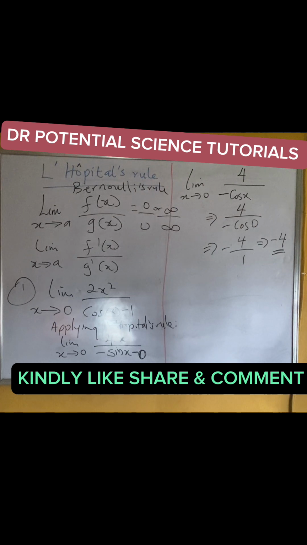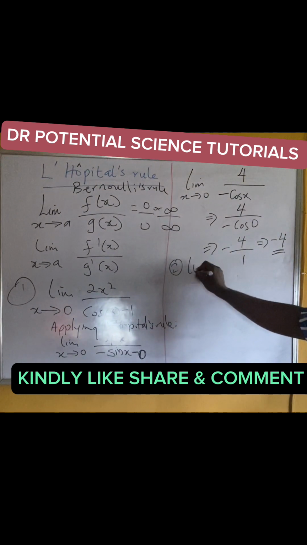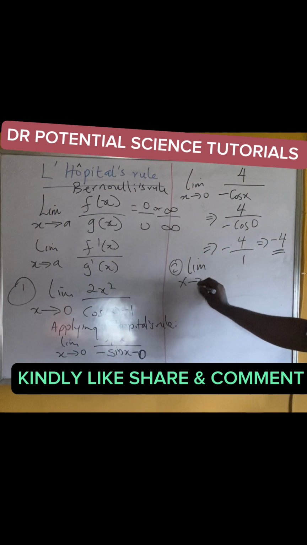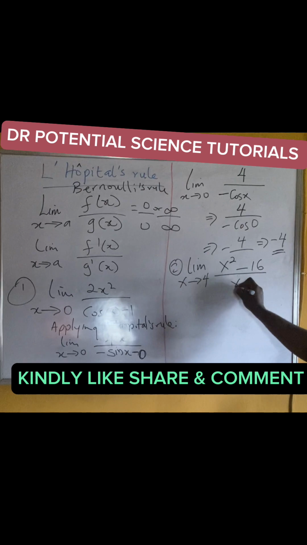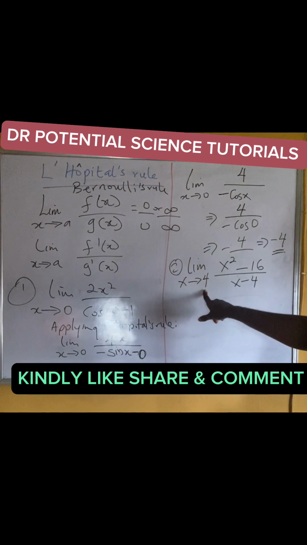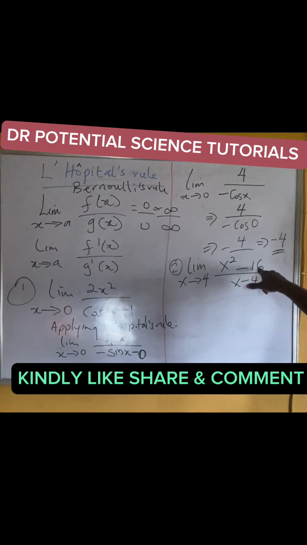So we have x squared minus 16. Example 2: the limit as x tends to 4 of (x squared minus 16) over (x minus 4). The same way, if you look at this question, by direct substitution, 4 squared minus 16, that's 16 minus 16, which is 0. 4 minus 4 is 0. 0 over 0, indeterminate. So we have to apply L'Hopital's rule.